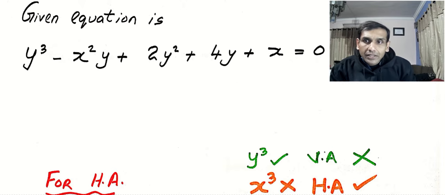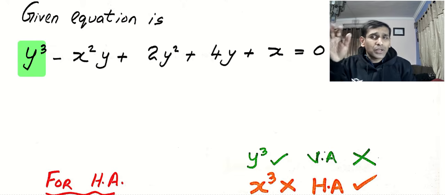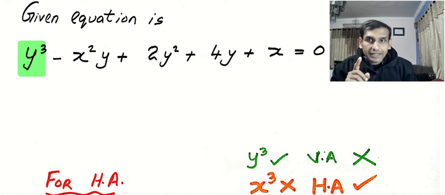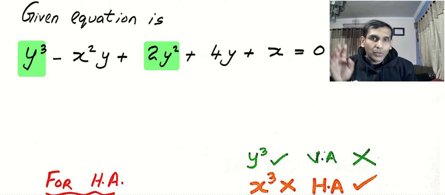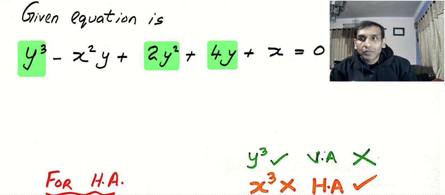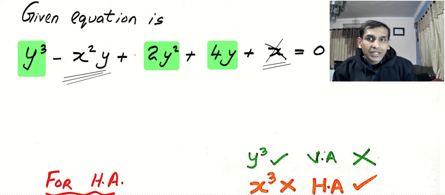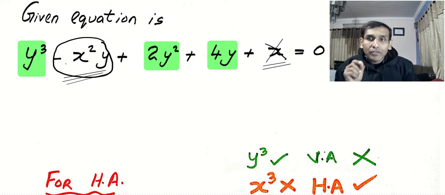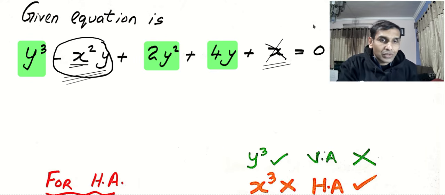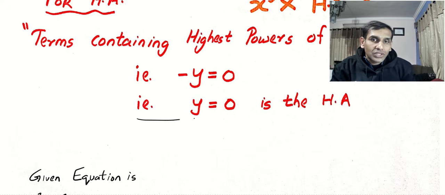Does it contain x? No. So I'm going to ignore it. Does it contain x? Yes. Does this contain x? No. Does this contain x? No. Does this contain x? Yes. So I'm going to be focused on this and this. But it is written highest powers of x, so I am not bothered about this. I'll be worried only about this part. And what is the coefficient of the highest power of x? Minus y. And the right side is equal to 0. So that is how I obtained the horizontal asymptote.